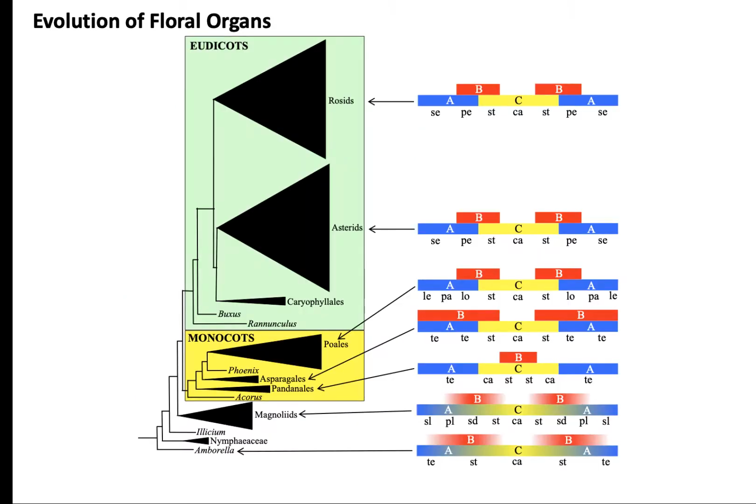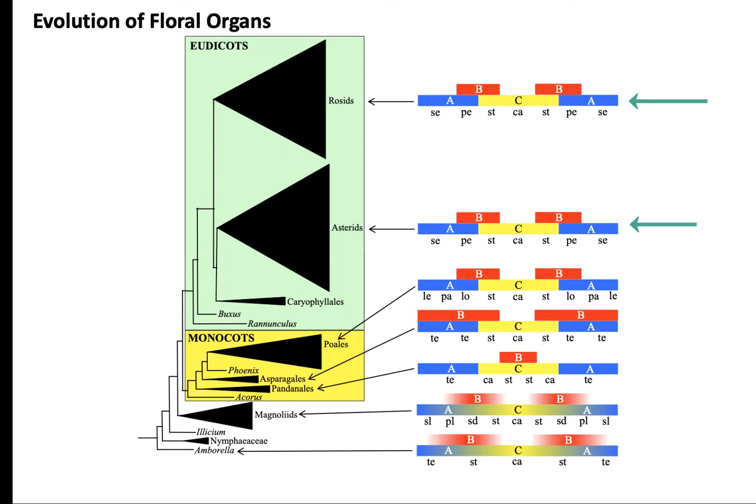If we superimpose these gene patterns onto a phylogram of plants, if you start with typical plants, the rosids and asterids, then you have these common patterns where you get the A, B, C genes. I've left out the D and E genes because they're constant. You get a row of sepals, a row of petals, a row of stamens, and then the carpel.